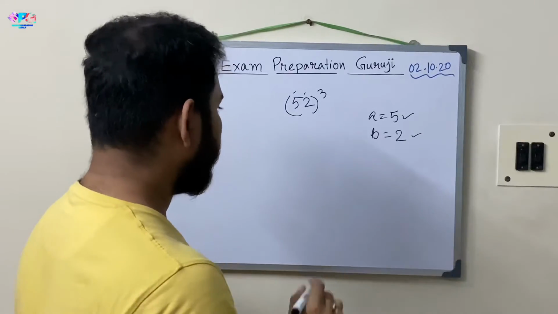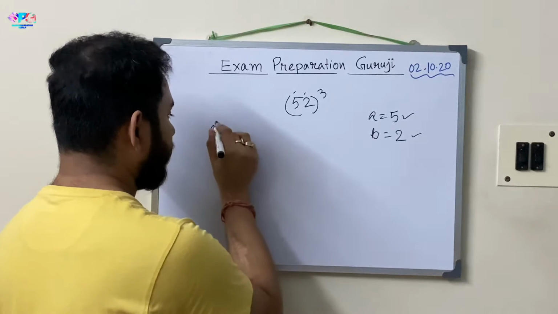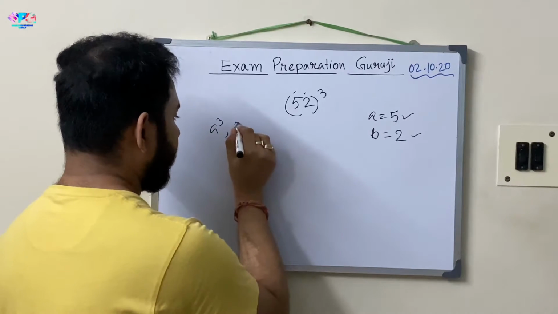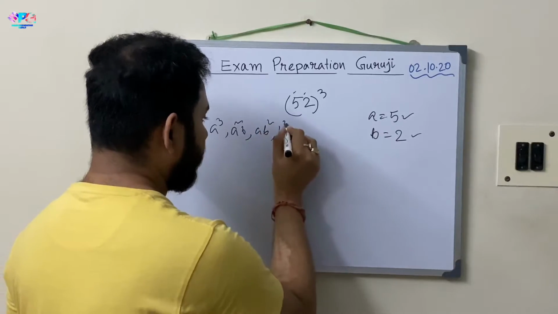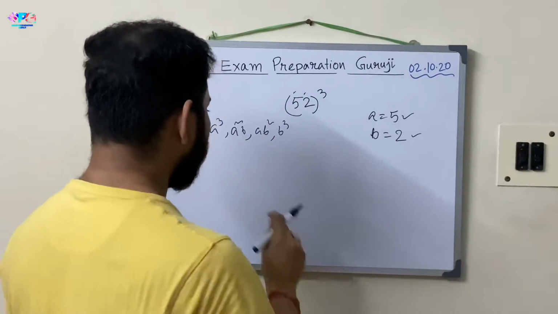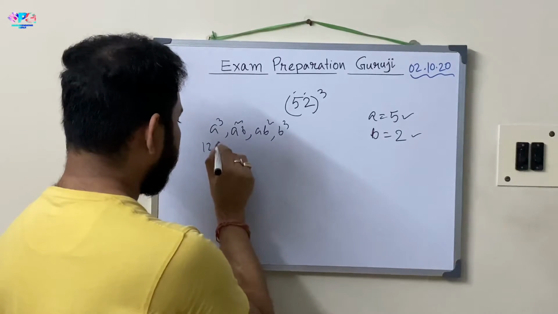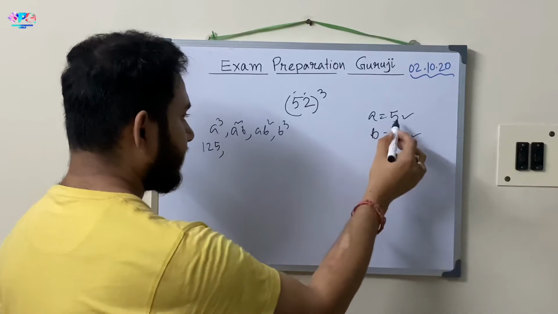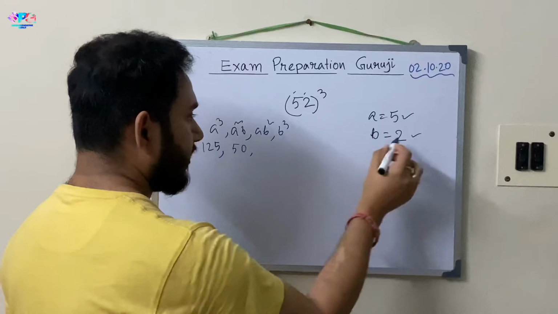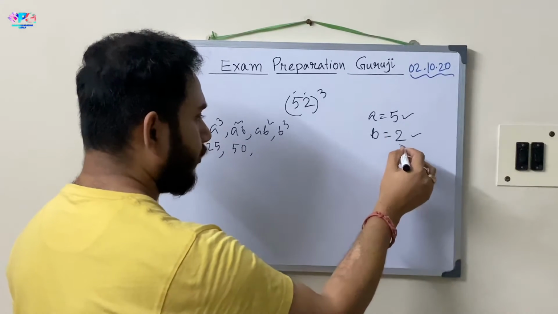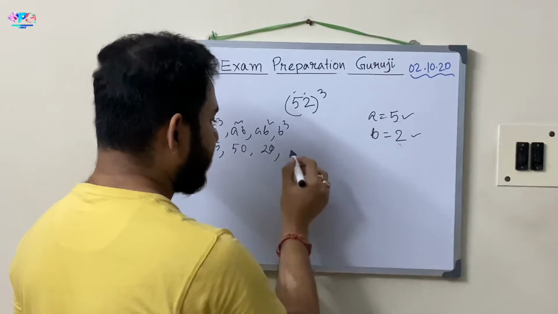After that we'll use one formula. We need values like A cube, A square B, A B square and B cube. We need these values, okay? We know the A cube value is 125. A square B means 5 square into 2, that is 50. A B square means 5 into 2 square, 4 into 5, that is 20. B cube means 8, correct?